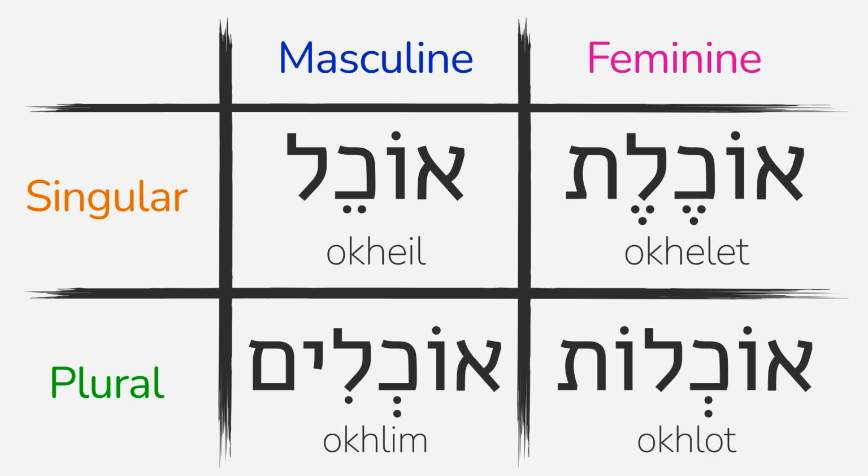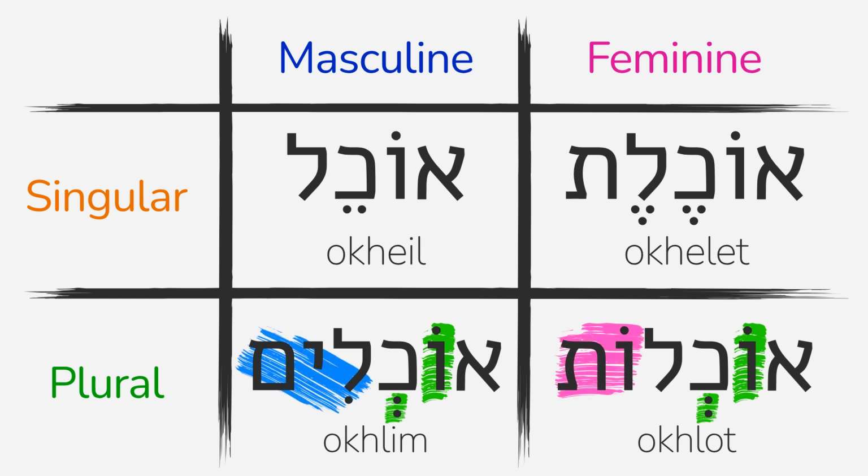The masculine singular form has the vowels o and a, ochel. The feminine singular form has the vowels o and e, plus an et ending, ochelet. And the plural forms have the vowel o and a shva which ends the syllable, plus either the masculine im ending or the feminine ot ending, ochlim and ochlot.